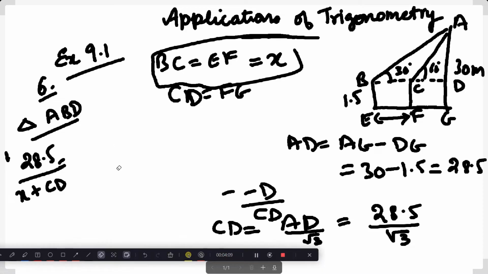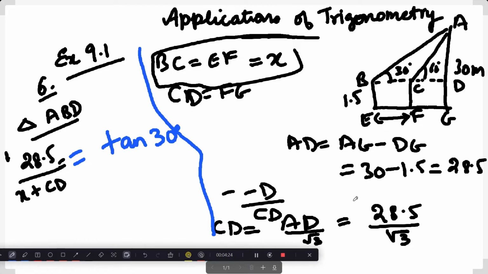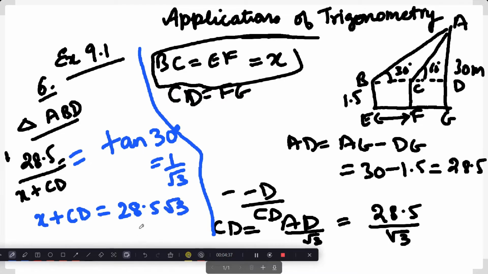What I've done is I've just rubbed a few points out so that it is clearer. So in triangle, what we have done is we have found out CD, which is this. Now what is tan 30? 1 by root 3. So X plus CD, we know, is equal to 28.5 root 3, right? What is X? 28.5 root 3 minus CD. What is CD? 28.5 by root 3.